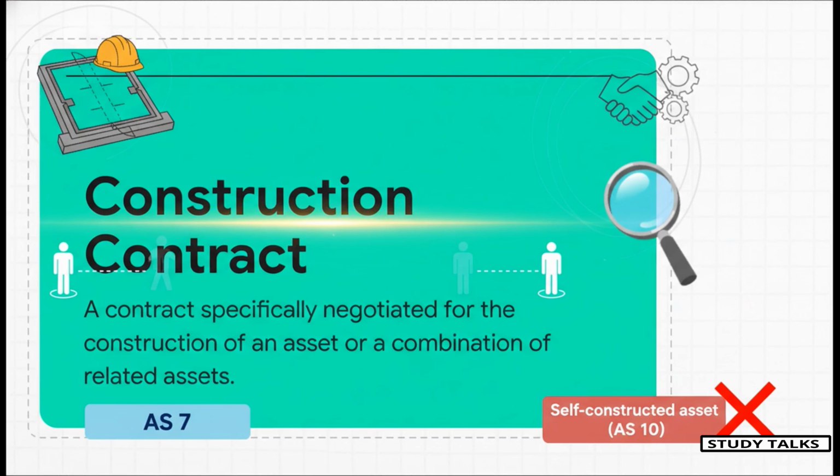So first things first, what even is a construction contract? The magic words here, the ones you need to burn into your memory, are specifically negotiated. This means it's a deal between a contractor and a customer. And this is super important, guys. AS7 does not apply if you're building something for yourself. Nope, that's a self-constructed asset, and that's covered by AS10. AS7 is purely for when you're building for someone else.